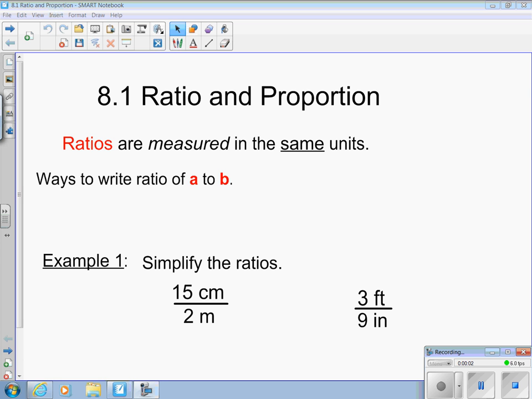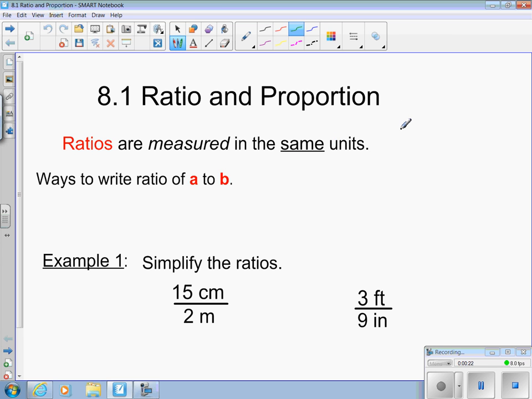All right, 8.1, ratios and proportions. We're going to first start looking at ratios. And ratios are different than a rate in the fact that they have the same units.